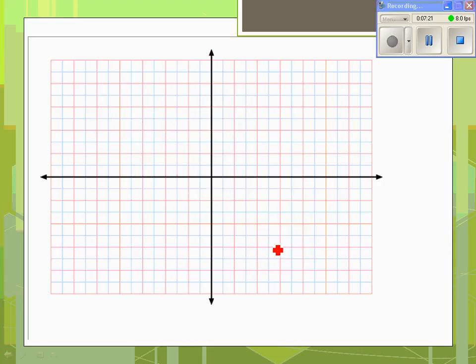Problem 15. Did we do 15? Yeah, we did. Graph each figure and its image under the given translation. So they give us P is (2, -4). I'm guessing it's Q, right? Q is (4, 2). Now notice, I'm not going to graph this yet.